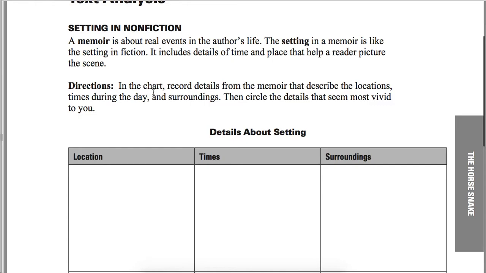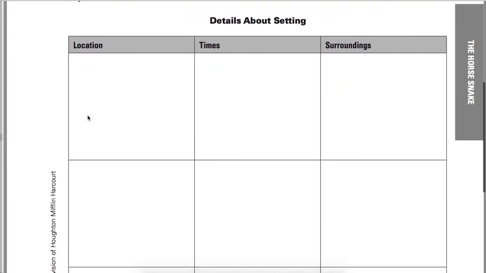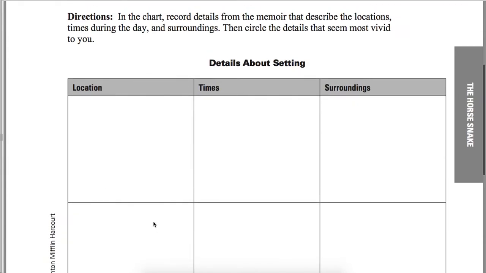Directions. In the chart, record details from the memoir that describe the locations, times during the day, and surroundings. Then circle the details that seem most vivid to you. So you can do that at the end. But you can see the chart, location, time, surroundings, and we'll stop 3 times throughout. 1, 2, 3, and we'll take note of these 3 different aspects of setting. I will help you with the first one.